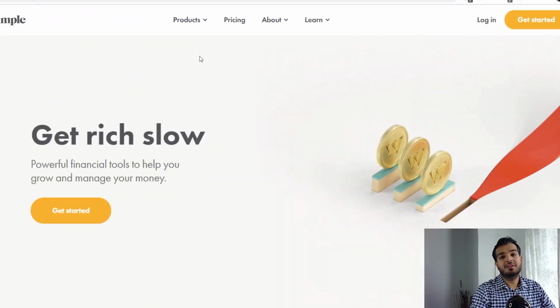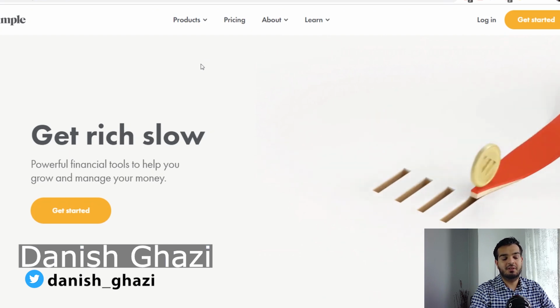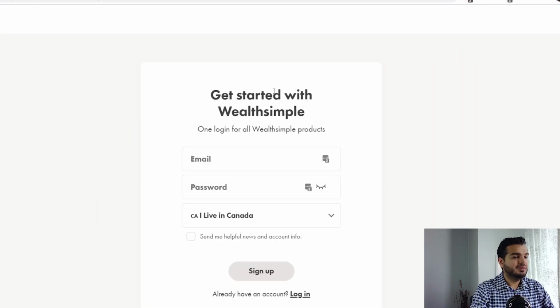So the very first thing you have to do if you want to start investing with WealthSimple Trade is to open an account. So you go onto their website and hit Get Started. Once you click Get Started, it'll ask you to use an email and password and where you live in order to sign up. And signing up is quick and easy.